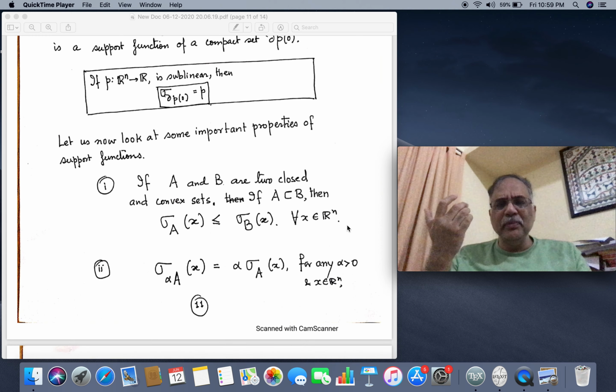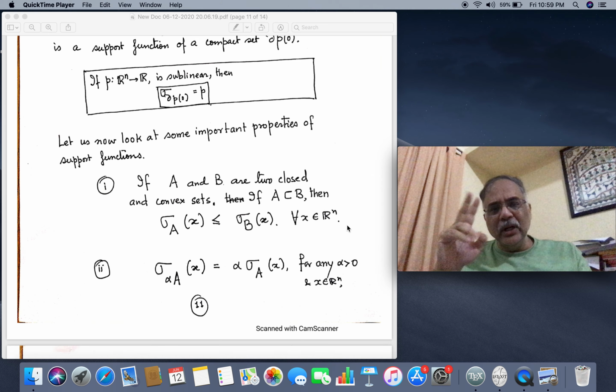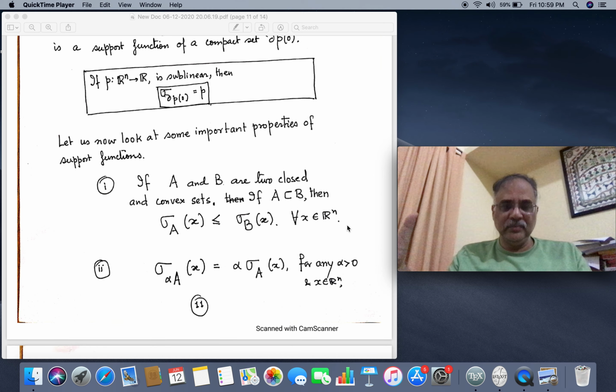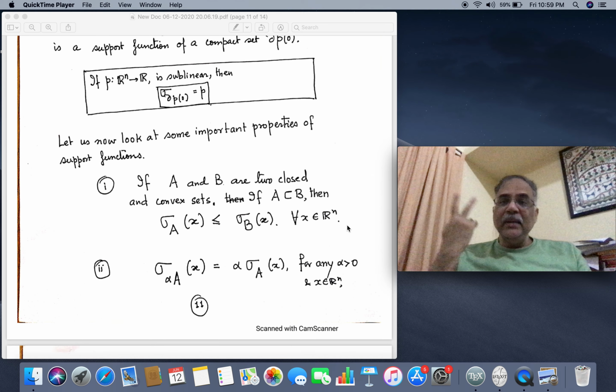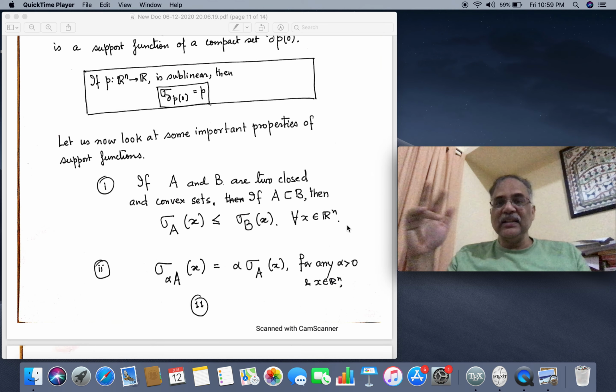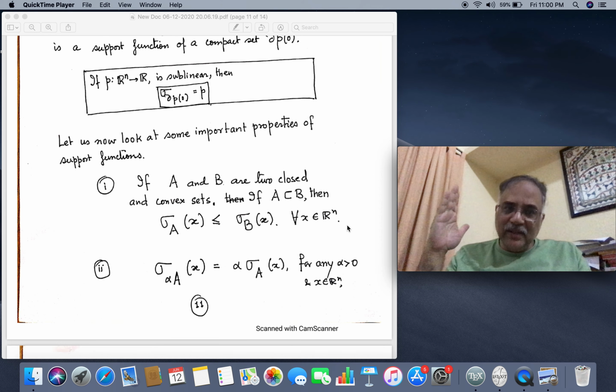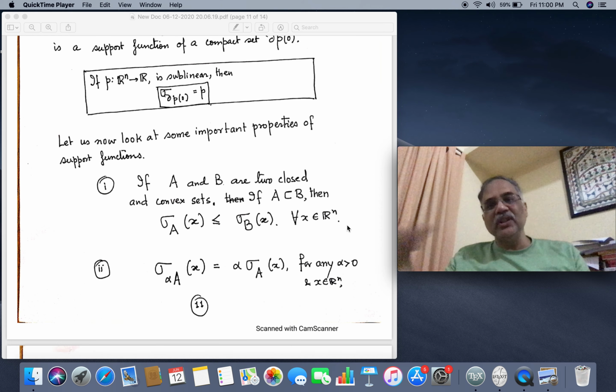Now let us look at some important properties of support functions. Now we will be talking only about closed sets. Let A and B be two closed sets and A is a subset of B. Then the support function of A is always less than the support function of B. Now if you scale a convex set A by alpha, where alpha is strictly greater than 0, it is the same as scaling the support function itself by the number alpha.